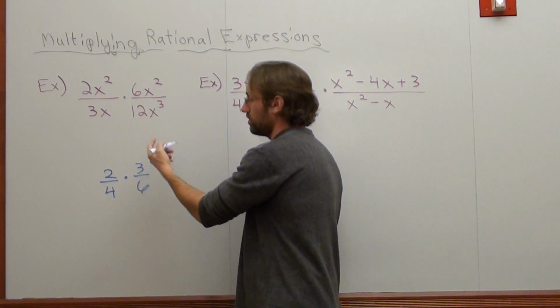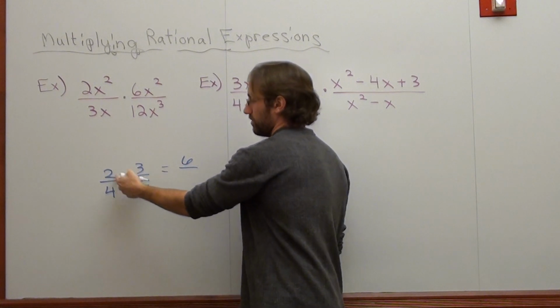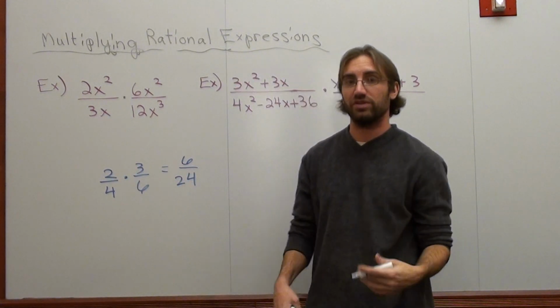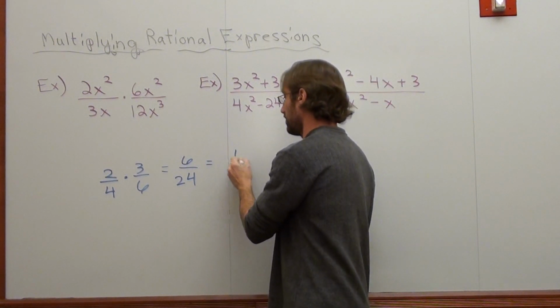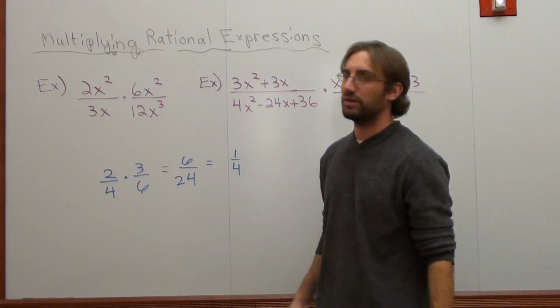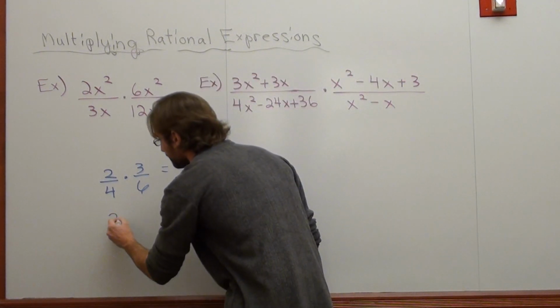You can do this. 2 times 3 is 6. 4 times 6 is 24. 6 over 24 reduces to a fourth. Bam. Finito. Duh. Here's another way to do it.